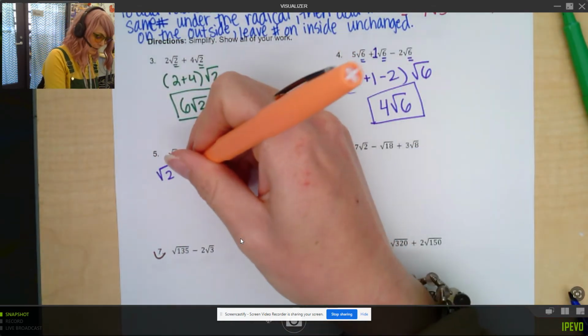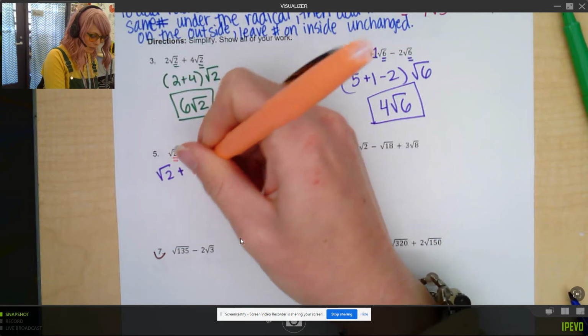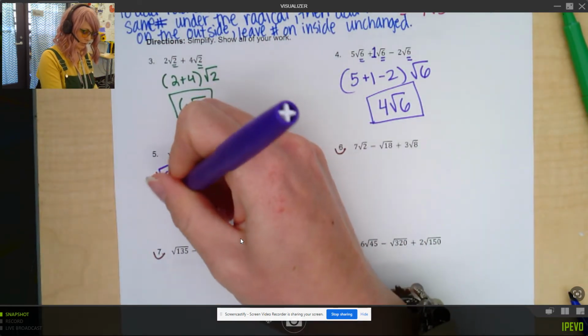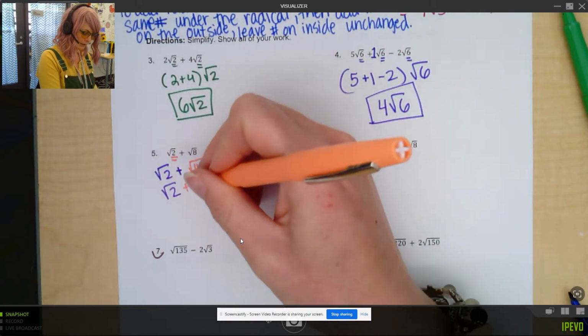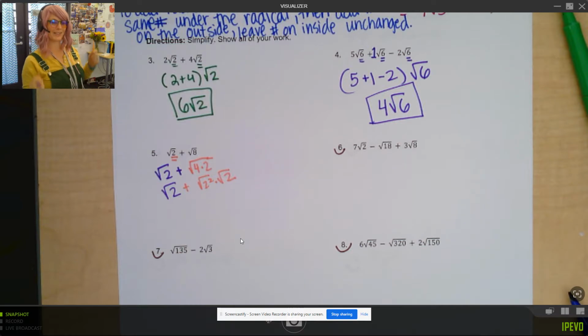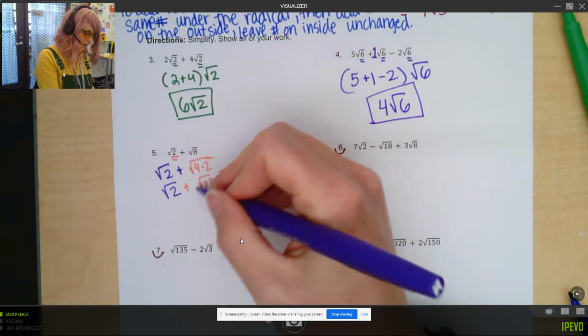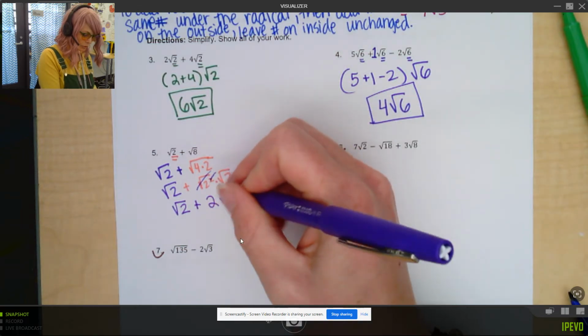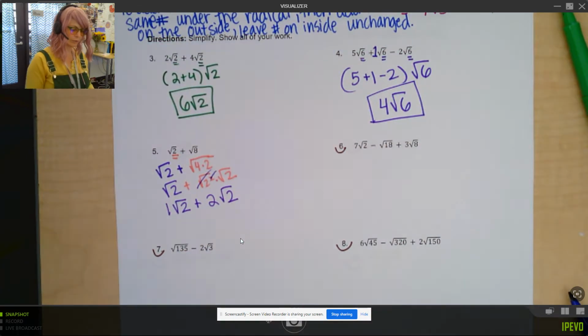Maybe we want to think about this as square root of 8 is square root of 4 times square root of 2. And of course, you can think about it as root 2 plus square root of 4, which is 2 squared, times root 2. Square roots and squares are inverse operations. So we have square root of 2 plus 2 root 2. Of course, this is 1 root 2.